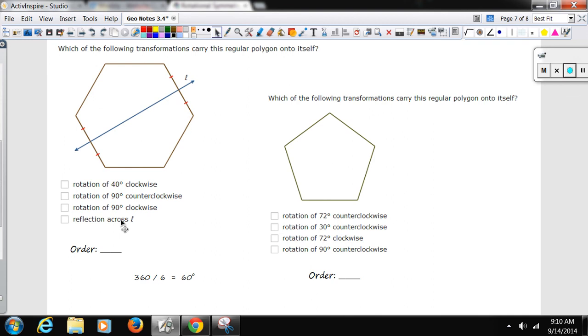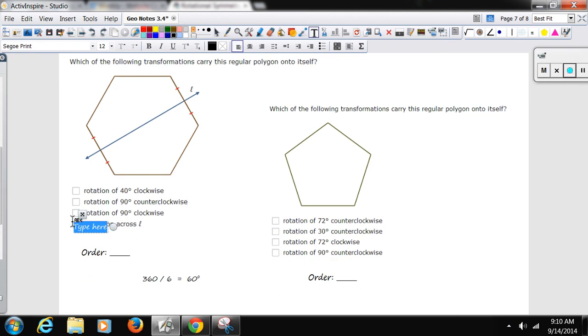But a reflection across L, if you folded the shape on line L, or if you flipped it over on line L, then they would land on top of each other. So this is the correct answer here. It would be a reflection on line L. These are not going to work. We need the 60-degree rotation here.